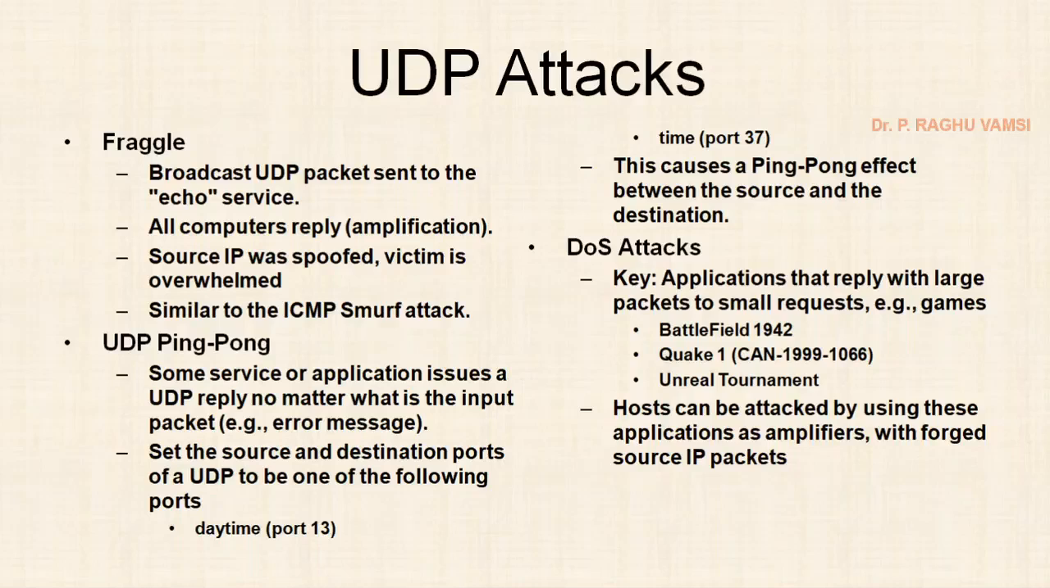So these are the general attacks on UDP. One is the fraggle attack, which is like the ICMP Smurf attack. Another is the ping pong attack, where for no reason UDP replies will be sent by some services. And denial of service, where even for small requests, packets of a large size will be sent to the requester. So these three things were found to be the main vulnerabilities in many of the services with respect to UDP, thereby UDP attacks are going to be performed. So this is regarding the UDP attacks.